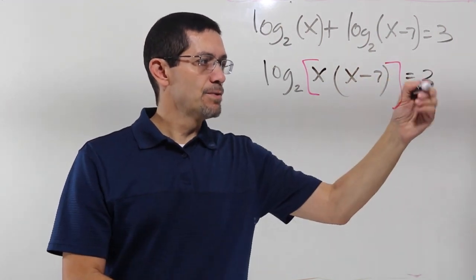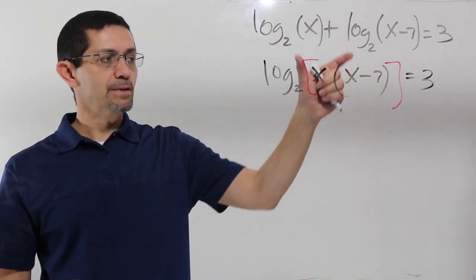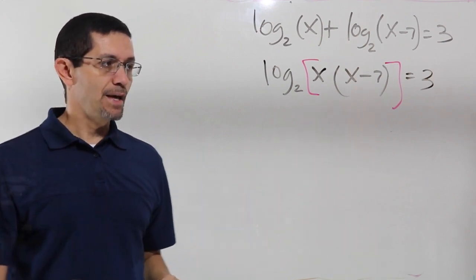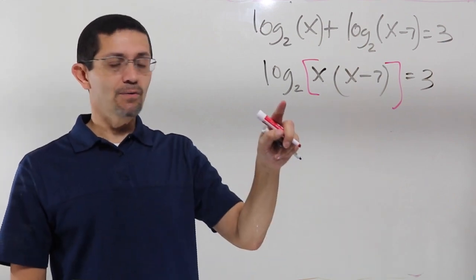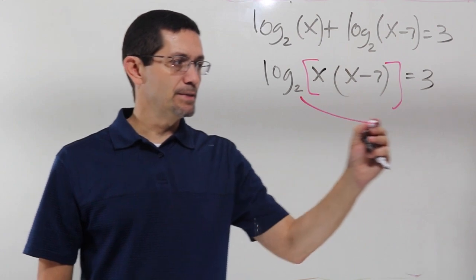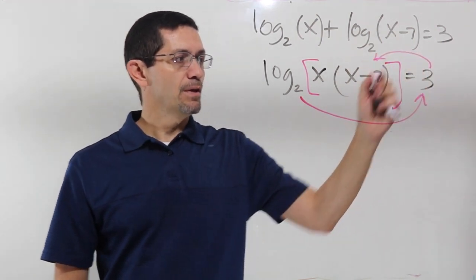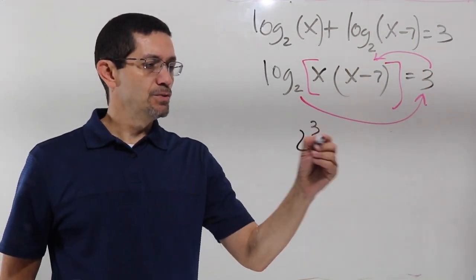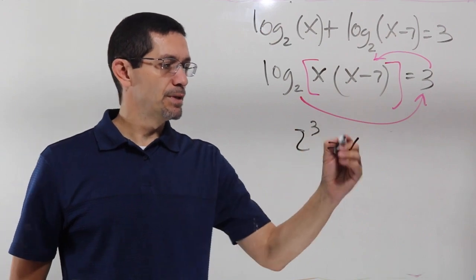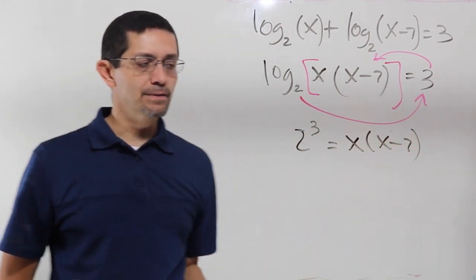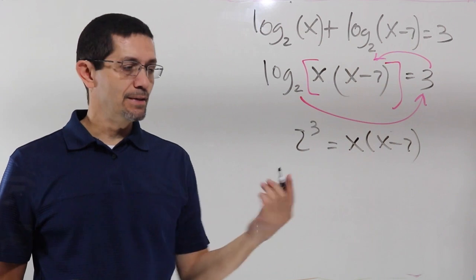And that's equal to 3. So a sum condenses as a product. Once I have this, I can rewrite it because now I only have one log. So let's rewrite this. 2 to the third equals x times x minus 7. From there, let's solve the equation, and that's it.